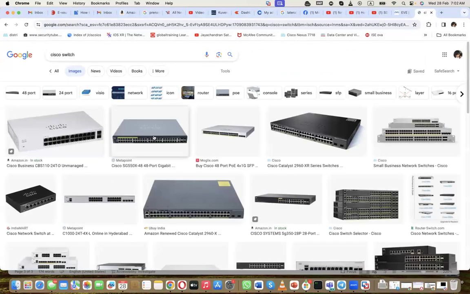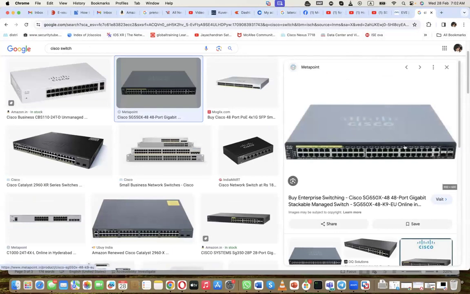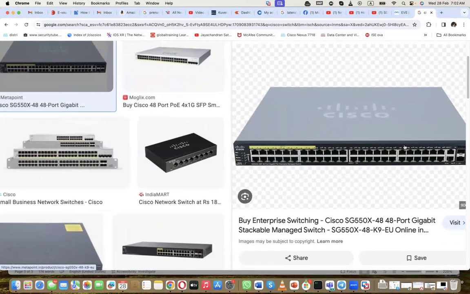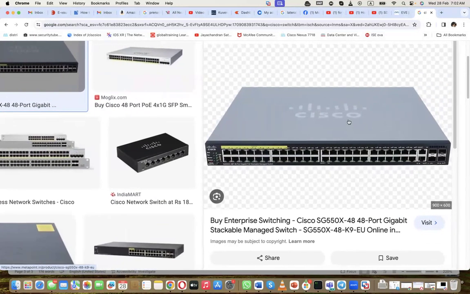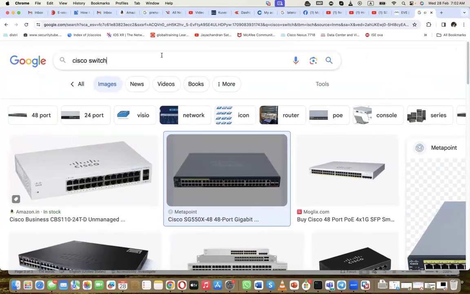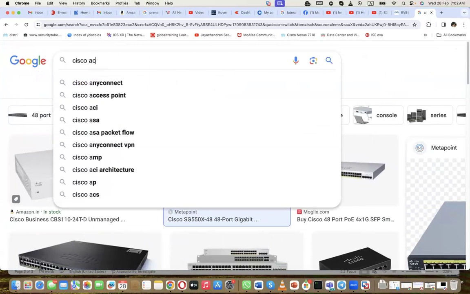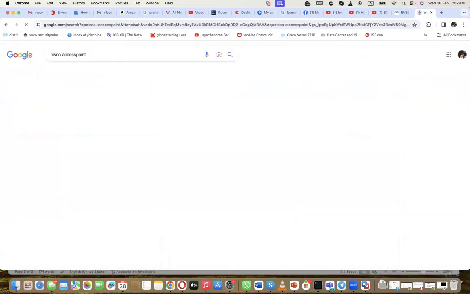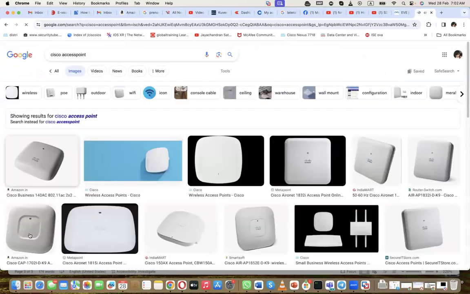Well, this is a switch. Hope the screen is visible for you. Yes, sir. Okay. In the same way, you have access points. This is the one. You can see it on the ceiling, and in some places on the wall, depending on the place. This is the access point.